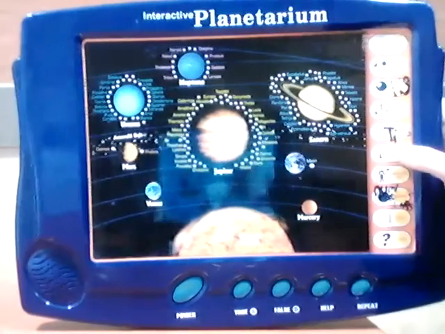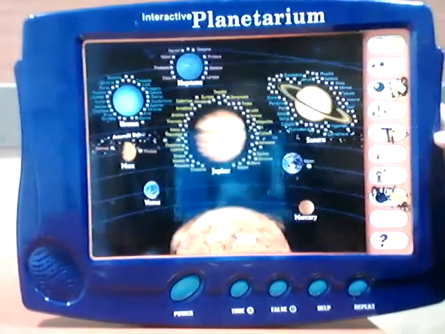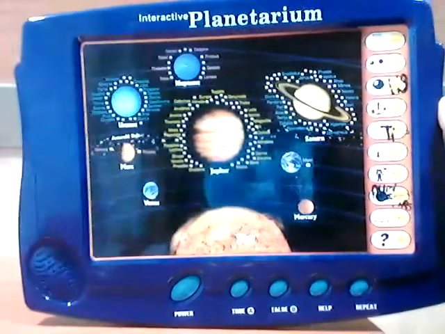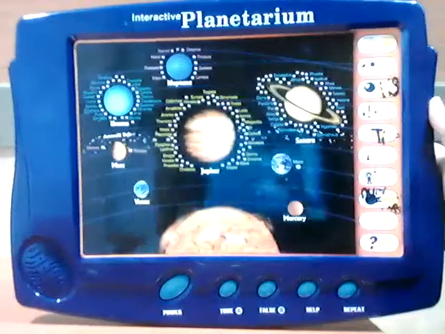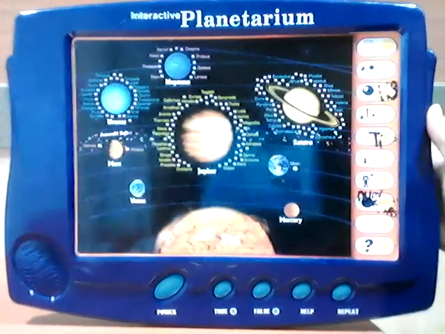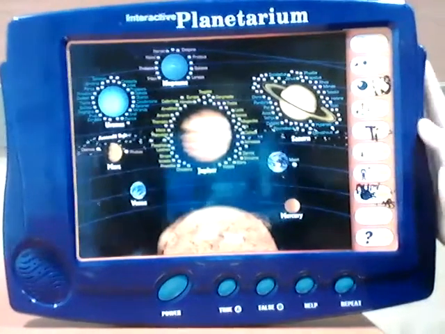And then let's see how hot or cold the sun is. Let's press temperature. The surface temperature on the sun is about 10,000 degrees Fahrenheit, or 5,500 degrees Celsius. The temperature at the core of the sun can reach 10 million to 27 million degrees Fahrenheit, or 5.5 million to 15 million degrees Celsius.